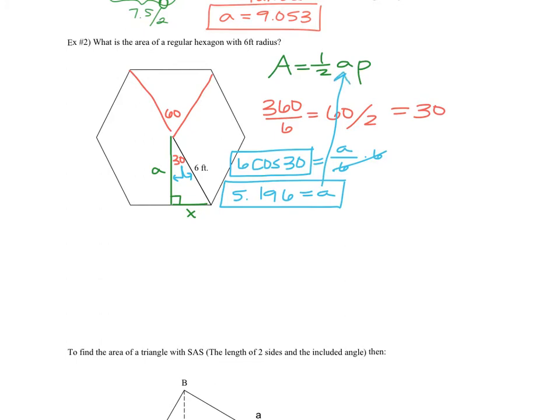We need P. To find P, that's a perimeter, we need to figure out what this little X portion is, and then multiply. How do you find X? You need to do another trig function. Wait, but can't we do Pythagorean theorem? So you could do Pythagorean theorem. You're probably not gonna get as accurate of an answer with Pythagorean theorem, so you'd have to round a little further, but technically you could do Pythagorean theorem here.